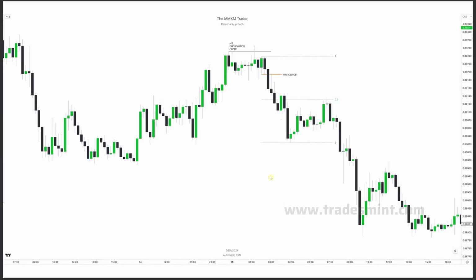AUD CAD. So we focused on that 1-hour continuation purge, and then we can look for that 15-minute change in the state of delivery order block. So over here, we raid the buy stops, right, accumulating buy stops, and now we want to pair those up with sell stops on the lower part of the range. Then we wait for a change in the state of delivery. So we wait for that up close candle to form and trade below it. So now we have a bearish order block.